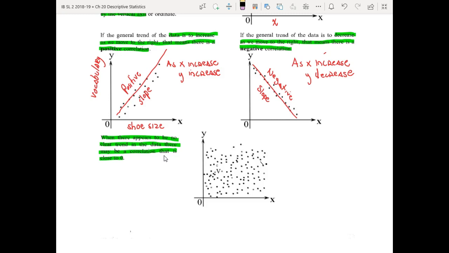Because chances are, as you get older, your shoe gets bigger, and your vocabulary increases because you're older. So really, the causation is age and vocabulary, not shoe size and vocabulary. Even though it would be true to say there's a positive correlation between shoe size and vocabulary, not necessarily a causation between shoe size and vocabulary. Really, what's causing it is age.